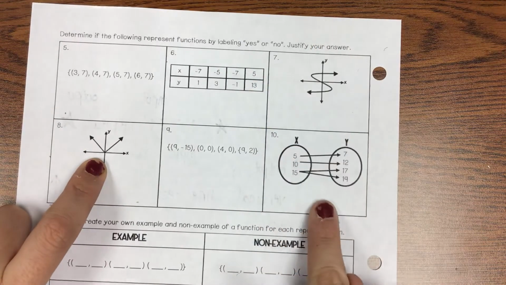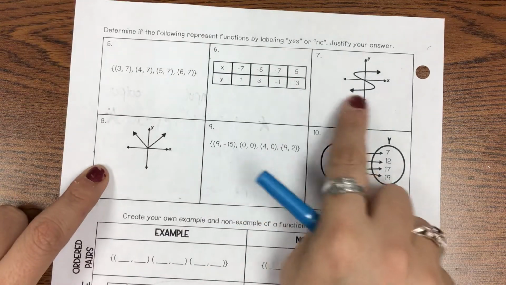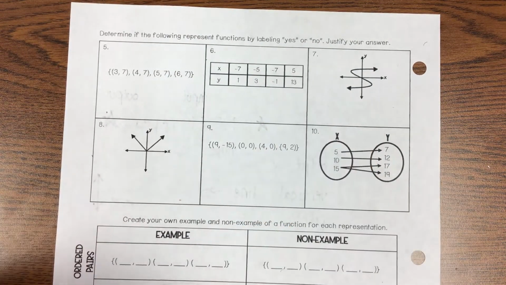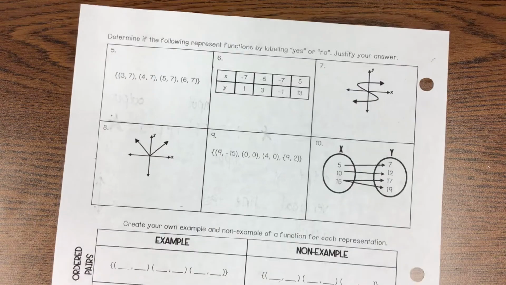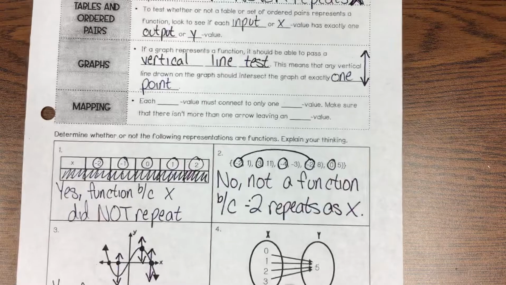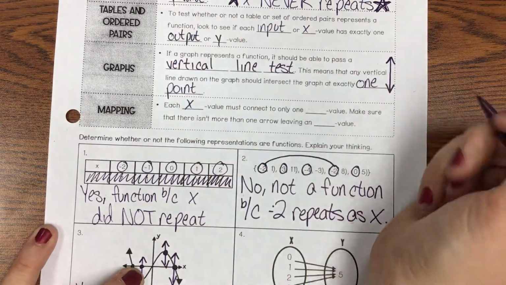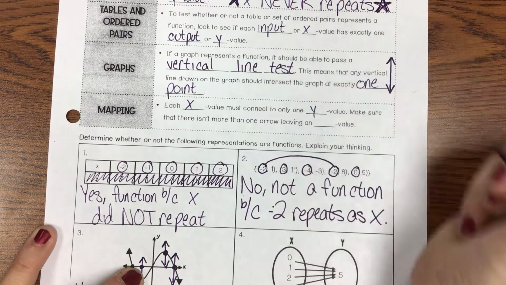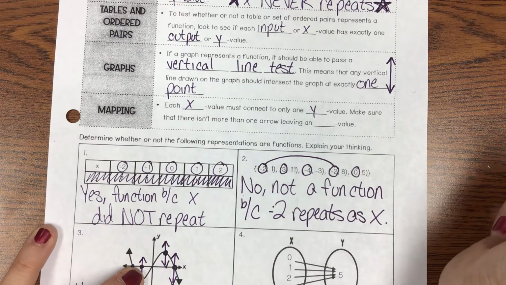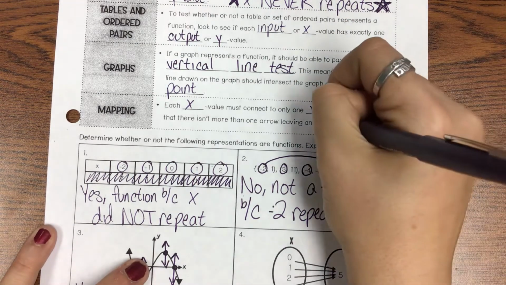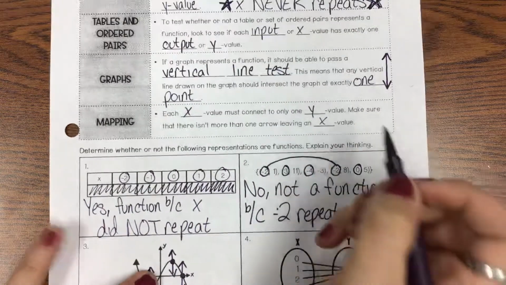We have two graphs on the back. We want to draw a vertical line straight up and down. We're going to label them function or not a function, and then your practice is going to ask you to explain it. And then we have these mappings. Mappings say each x value must connect to only one y value.